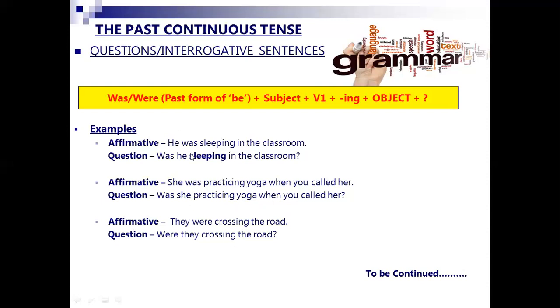Questions come in the exam. Convert affirmative into question or convert affirmative into negative sentences. So here you have to just apply the rule or this formula. Was she practicing yoga when you called her? They were crossing the road. Were they crossing the road? Give a question mark. Are you getting it, students? Whenever you are doing conversion, please don't change the tense of the sentence. You have to convert it in the same tense. So always keep in mind this formula and always check your answer, whether you have not changed the tense. Please check it 2-3 times.